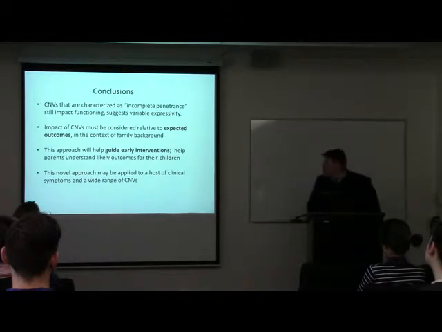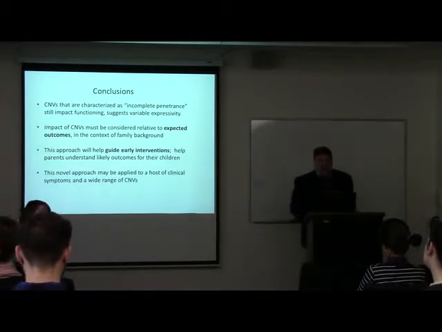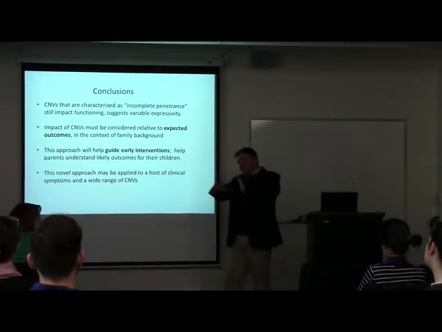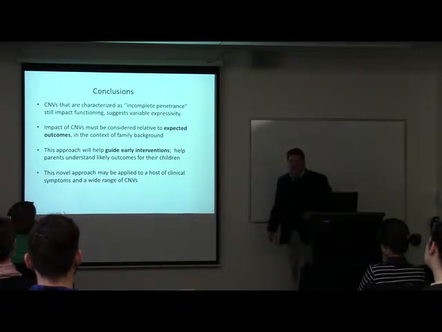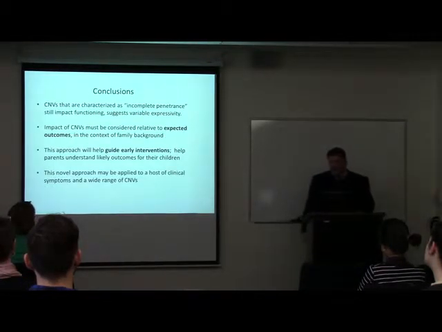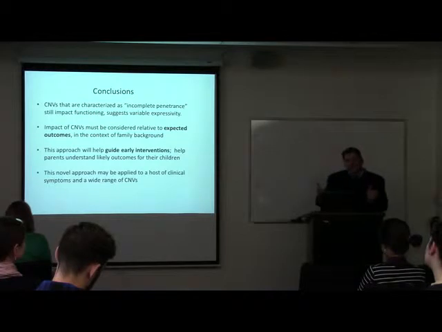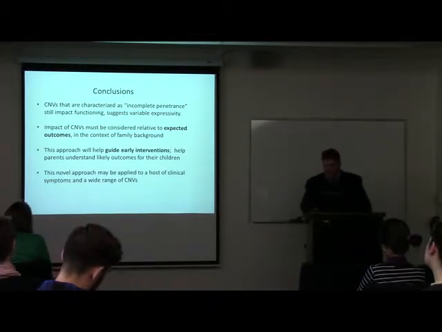So I'm sort of nearing the end, but I've got a couple of things I'd like to say. Bottom line is that CNVs that are characterized as incomplete penetrance still impact functioning. The debate in the field is also incomplete penetrance versus variable expressivity. We find strong evidence for variable expressivity. That is, it's very rare that when we see a proband that's, quote, unaffected, that there isn't some deleterious impact relative to expected output based on the biparental mean.